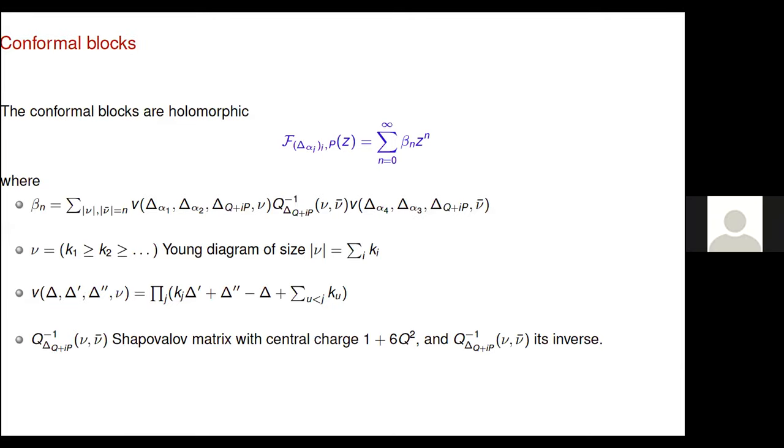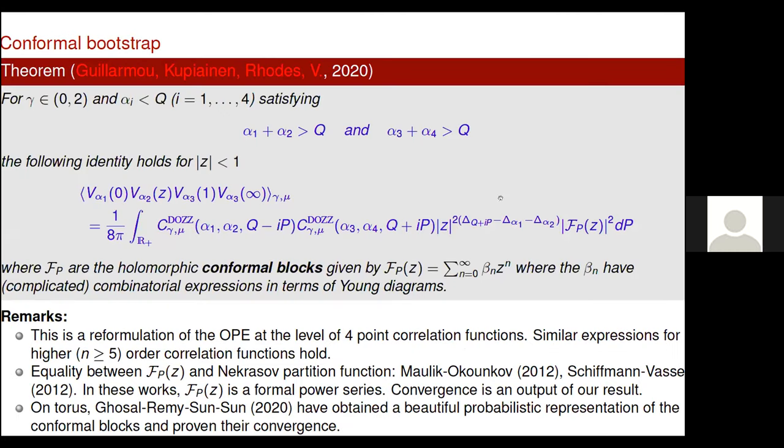Yes? Sorry. So these expressions for the conformal blocks are quite universal, right? Because the conformal blocks are kinematical objects, so they're supposed to work for any model. Exactly. The spectrum, the R plus here, I integrate over Q plus iP, where Q is fixed, i is the imaginary unit, and P is in R plus, so this depends on Liouville. The three-point correlation function here and here, the DOZZ formula, depends on Liouville. But this thing is universal. It only depends on the conformal weights and the central charge of the model, which is 1 plus 6Q squared.